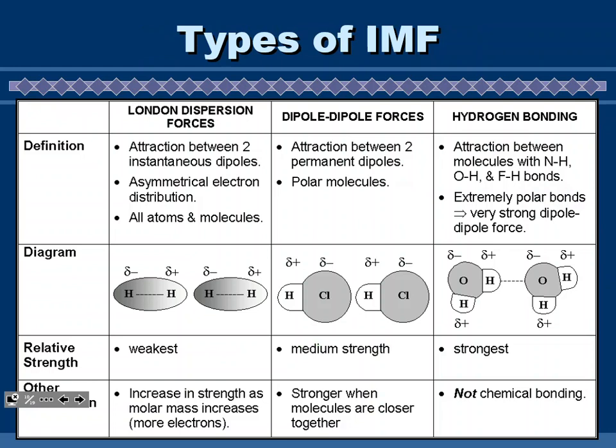Now, London dispersion force is an attraction between two instantaneous dipoles, or temporary dipoles I like to call them, that is due to an asymmetrical electron distribution. All atoms and molecules engage in London dispersion forces. Why? Because London dispersion forces involve the electron clouds, and any molecule or any atom is going to have an electron cloud. So say if I have an electron cloud around me and I get near a student over here that also has an electron cloud around them, my electron cloud is going to repel this other electron cloud, and the electrons are going to move away from each other.